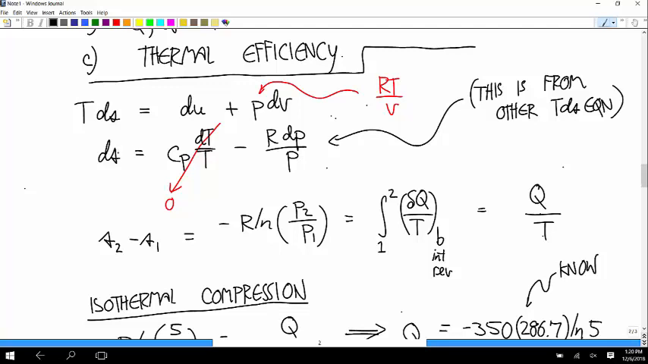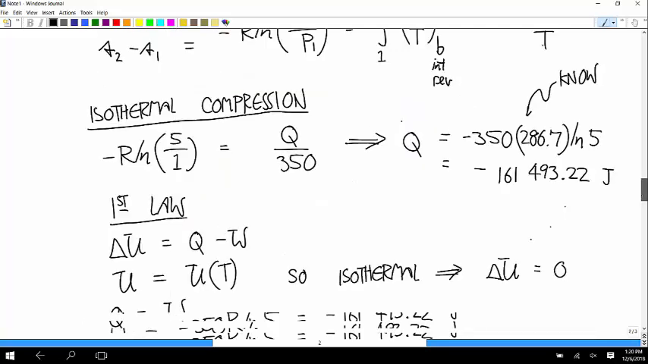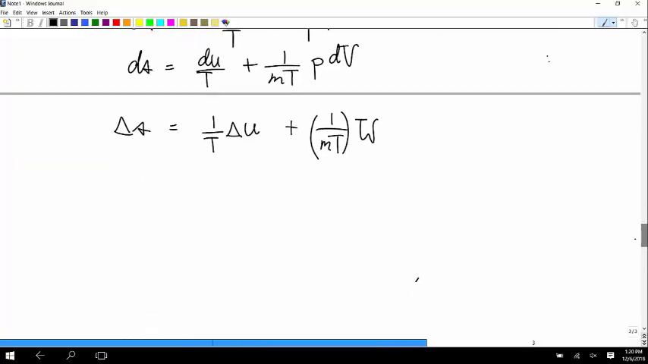So what if we use this other, CP is equal to dU dT. Well, yeah, of course, this just goes away.